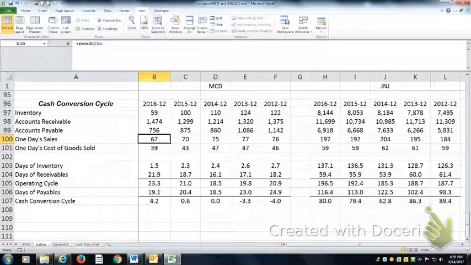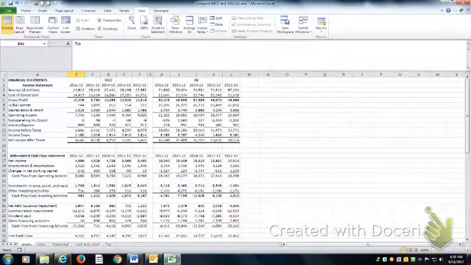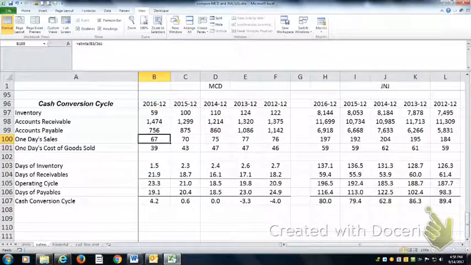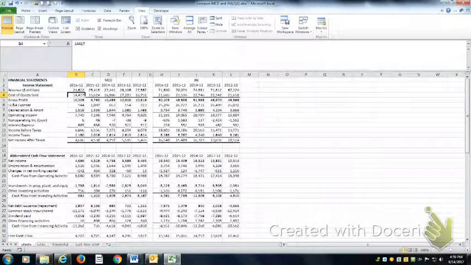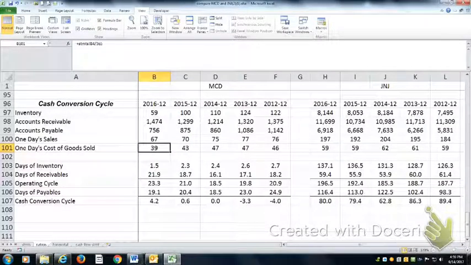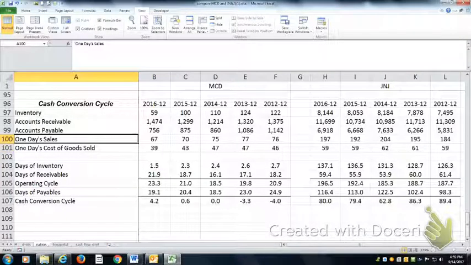To get 1 day's sales, take the annual sales of $24,622,000 and divide by 365. That gives you $67 million a day; times 365 will give you the annual sales. The days of cost of goods sold, take the cost of goods sold of $14,417,000, divide by 365, and you get $39 million a day. All right, so 1 day's sales, annual sales divided by 365, 1 day's cost of goods sold, annual cost of goods sold divided by 365.